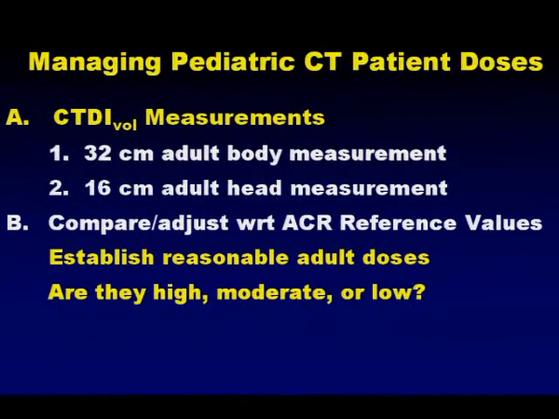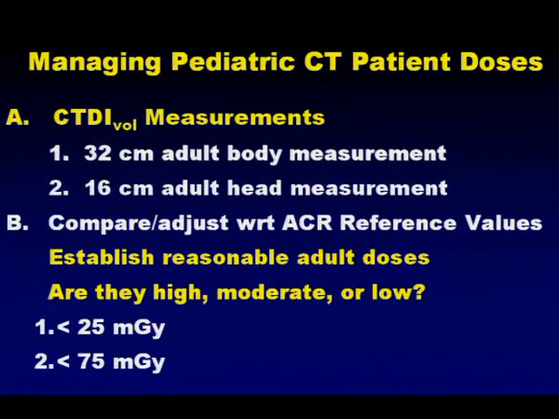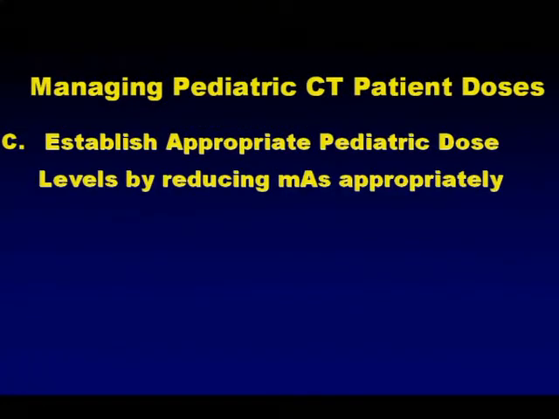You know, are they high, are they moderate, are they low? I think we can make the assumption that if a given facility is using relatively high doses on their adults, they have an intolerance for noise, and they're probably going to want to use relatively high doses for pediatrics also. Or if they're using low doses for adults, they probably will be able to tolerate lower doses for children. But again, these reference values shown allow us to make a judgment on how the facility is doing with respect to its adult patients.